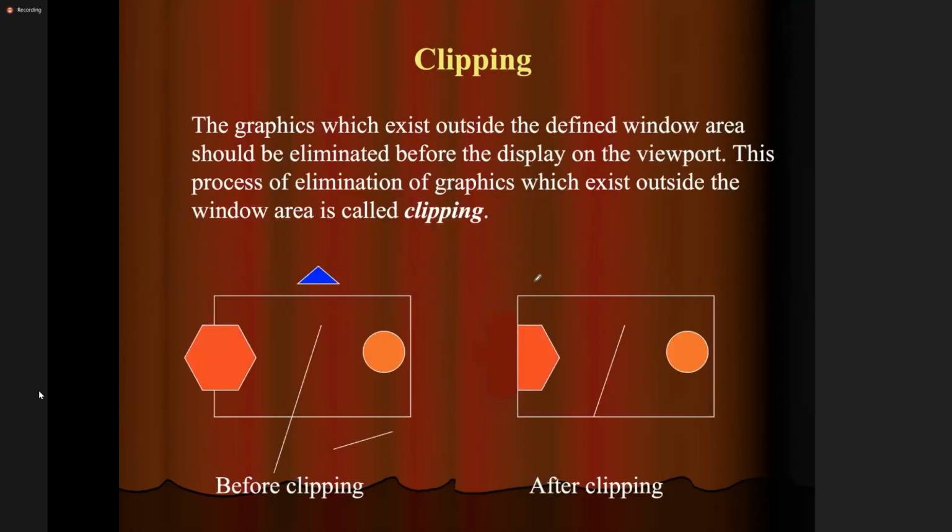Now let me start with clipping. Clipping is normally the process of eliminating the things which are outside the window area. Once the window area is defined by 4 corners, we can determine what is outside here. This is outside. This is outside. We can eliminate them.